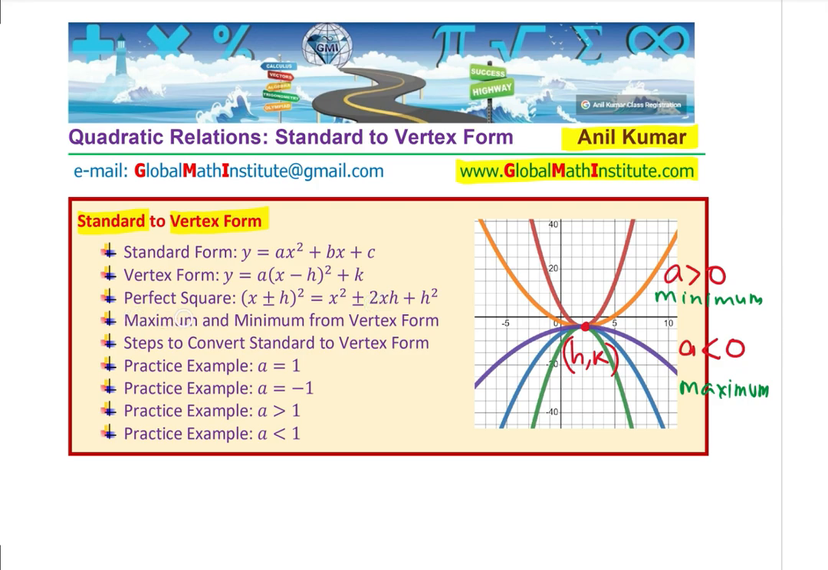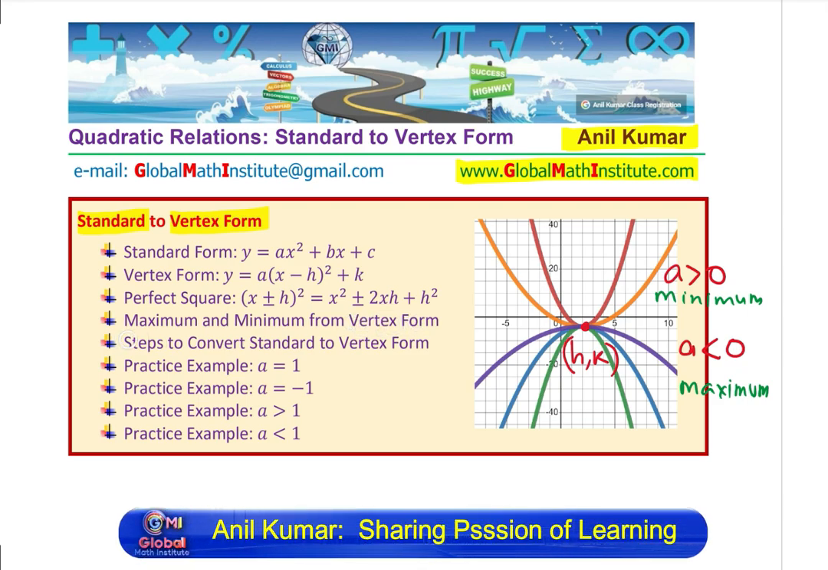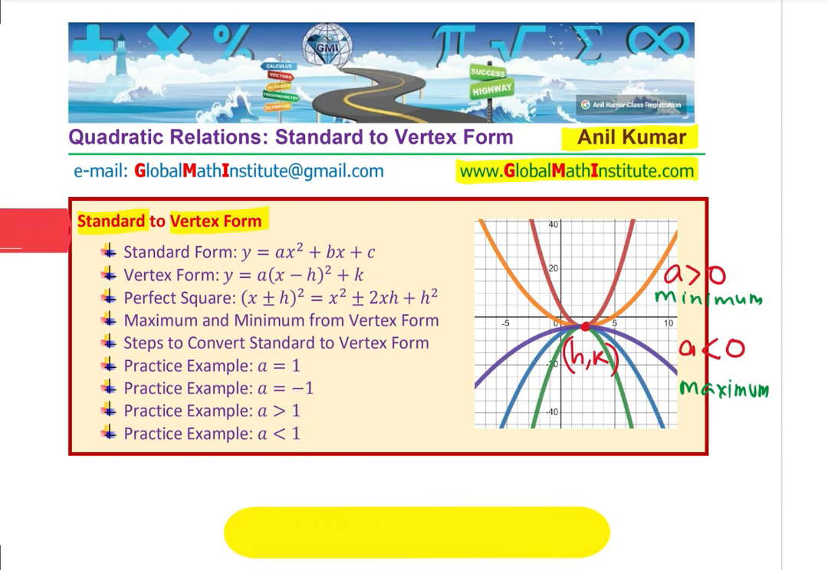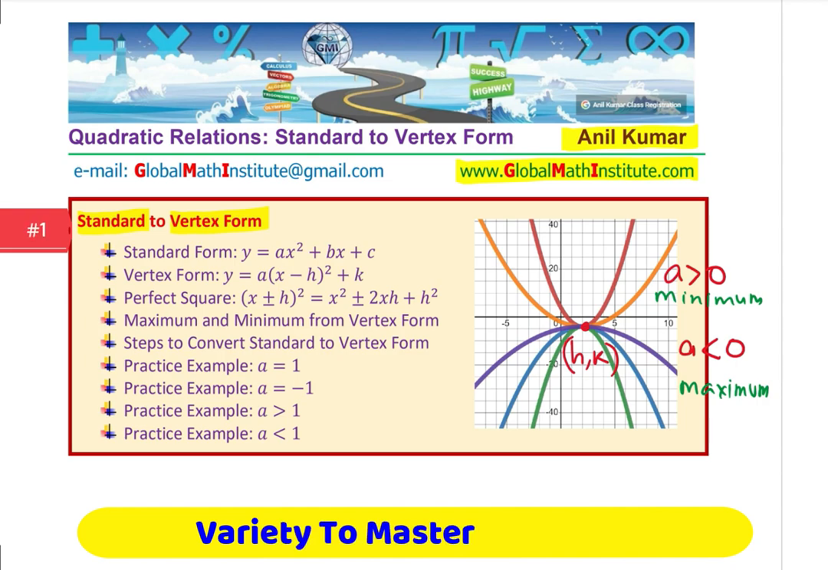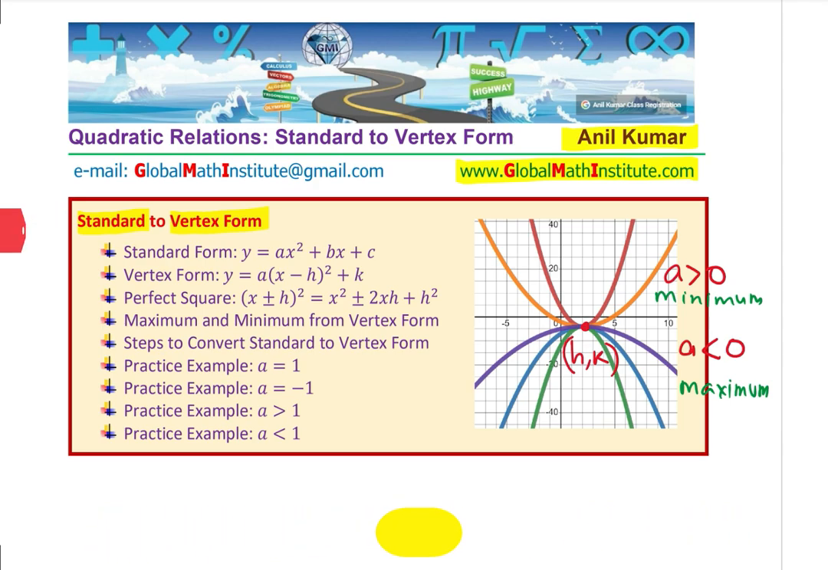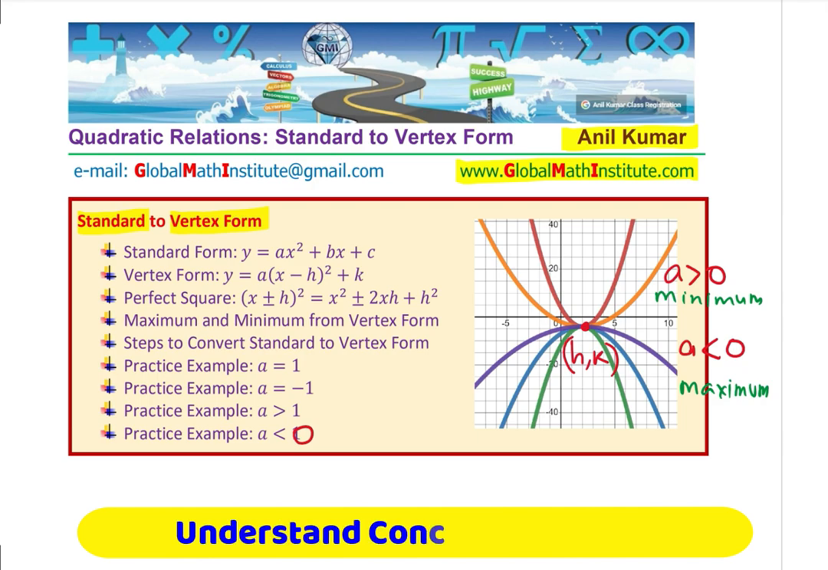We'll take up many examples and consider maximum and minimum values from the vertex form. We'll also see the steps to convert standard to vertex form. We'll take up examples where the value of a could be 1, minus 1, greater than 1 or less than minus 1. Better still, we'll say less than 0, a negative number. So we'll consider different cases.